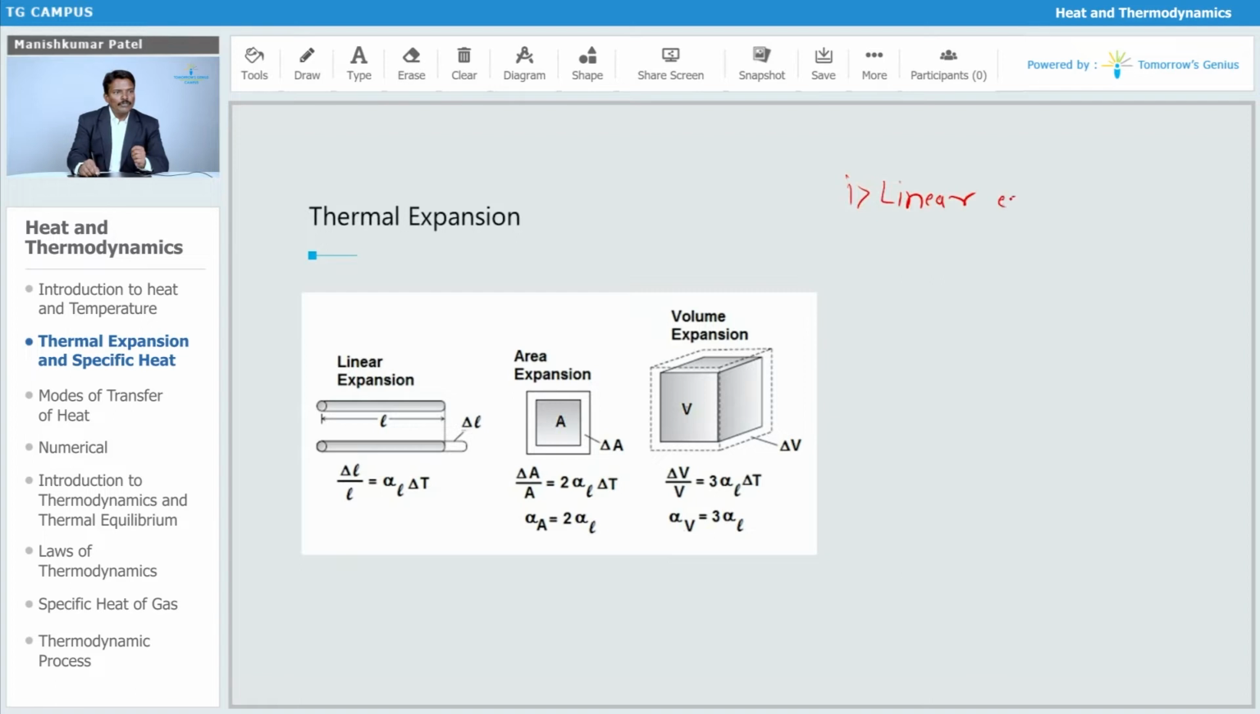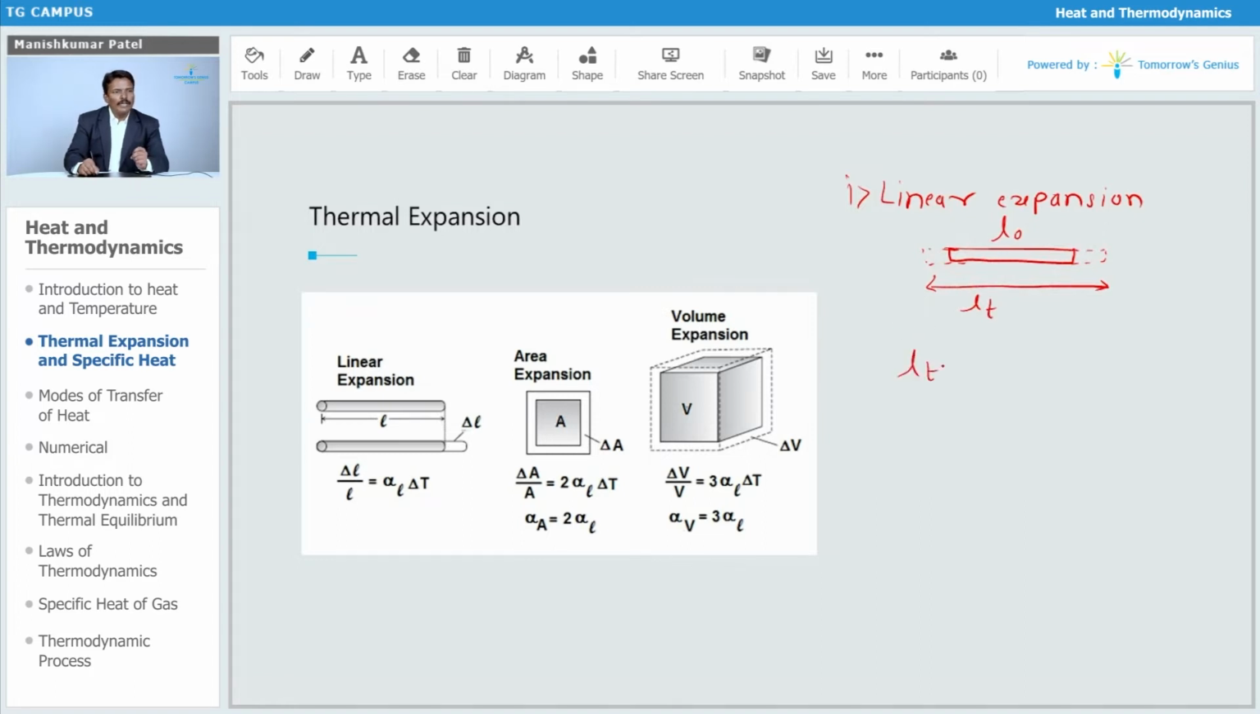In the case of linear expansion, I have just considered a rod, which is one dimensional. When you provide heat to this rod, it is going to expand. Let's say it expands in this way. Then L0 is the original length, and finally the length becomes LT at a particular temperature.